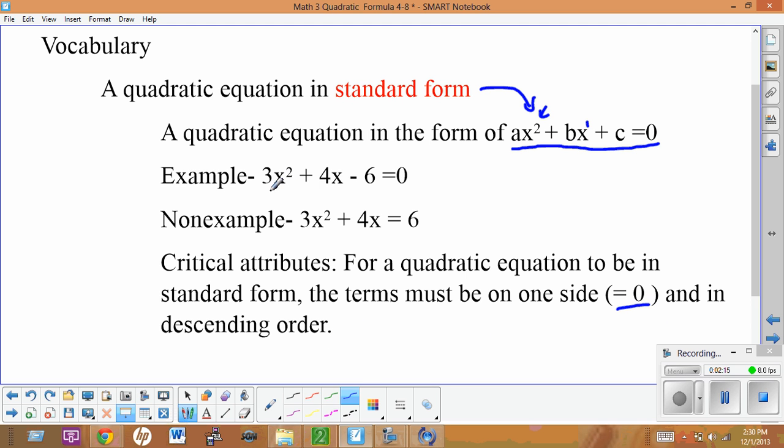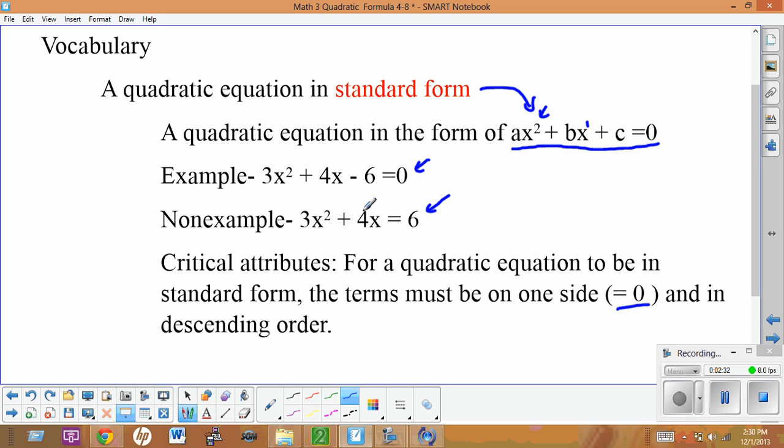Here are two examples. You can see the difference between the example and the non-example is the placement of the 6. This one's equal to 0, while this one's equal to 6. Okay, so this is not in standard form, while the example is in standard form.